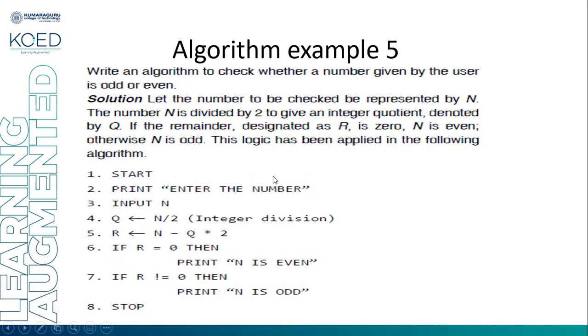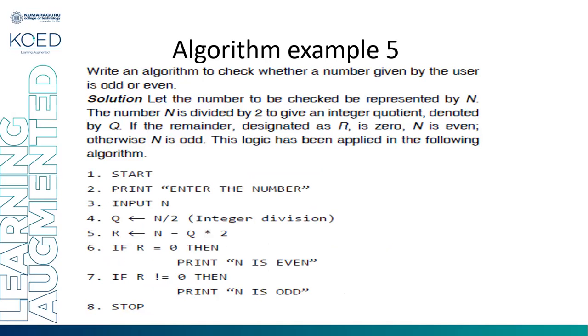Algorithm 5. In this algorithm, we have to find whether the given number is an odd number or an even number. So how do we find that? We take the number and divide it by 2. If the remainder is 0, the number is even. For example, take even numbers 2, 4, 6, 8, or 10 and so on. If you divide them by 2, the remainder will be 0.